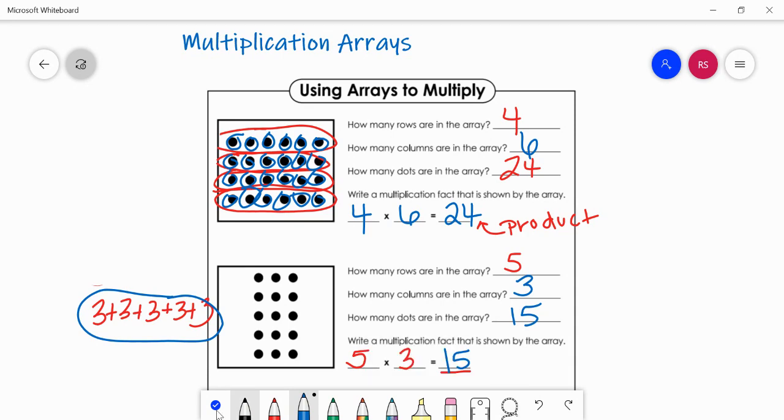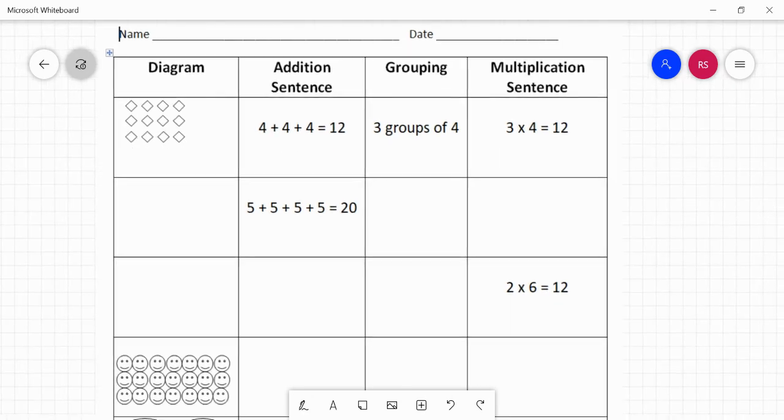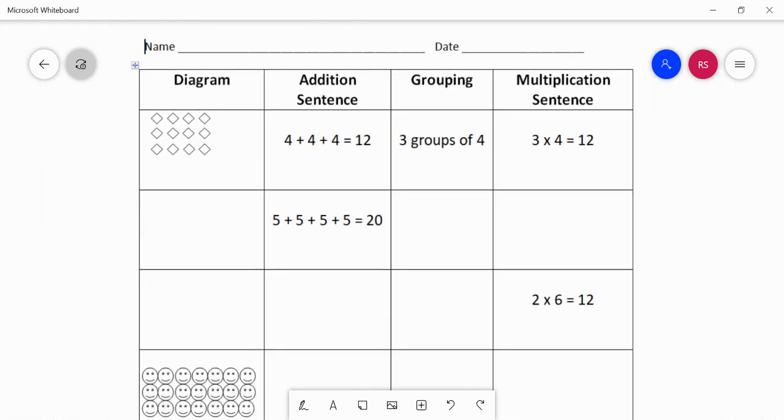Let's do a couple examples together, and then you're going to do some independent practice as well. So I'm going to slide over here, and we're going to take a look at this chart. We have a diagram, which is going to be our array. I'm going to write array underneath here so that we know that this is our array, or our picture, our drawing, our diagram. We're going to have a repeated addition sentence, and then we're going to think of it as a multiplication sentence as well.